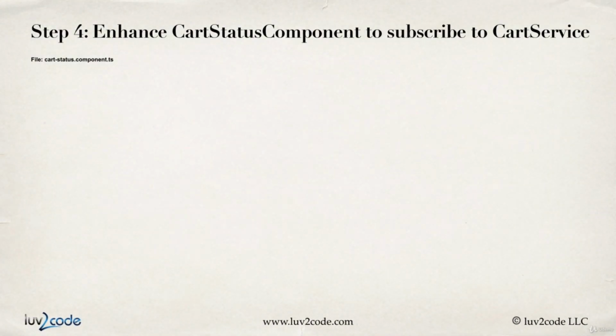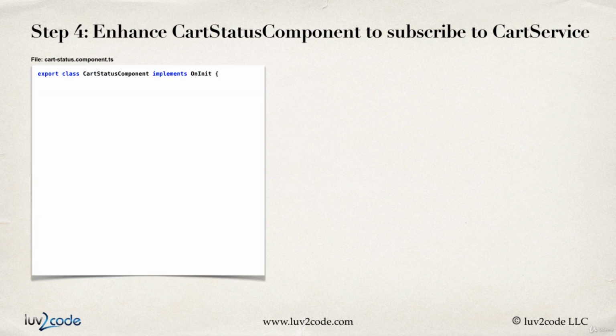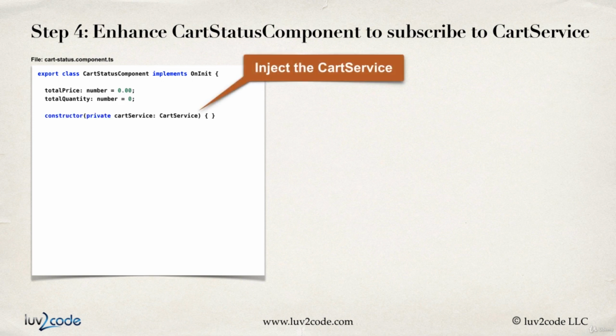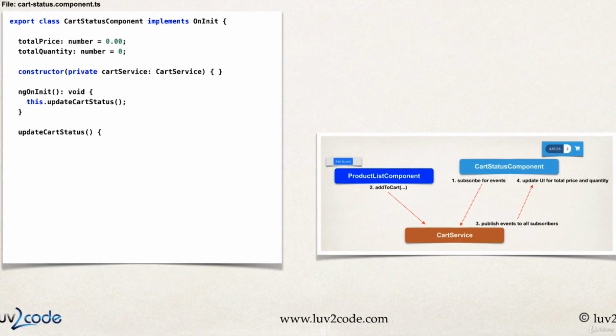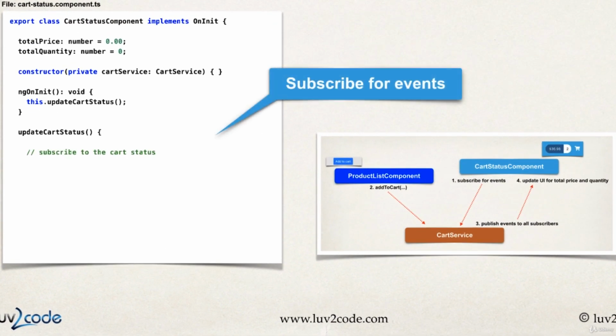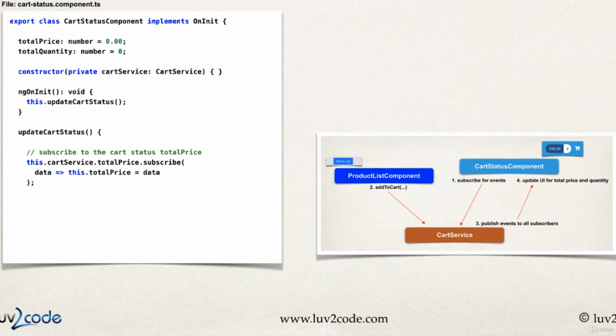Now step 4, enhancing the cart status component to subscribe to the cart service. All right, so we have to subscribe. Here's our cart status component. We set up some values for total price and total quantity. In the constructor, we inject our cart service. In our ngOnInit method, we call this.updateCartStatus. In our updateCartStatus method, we actually subscribe for events. So I say this.cartService.totalPrice.subscribe, subscribing to the cart service's total price property.